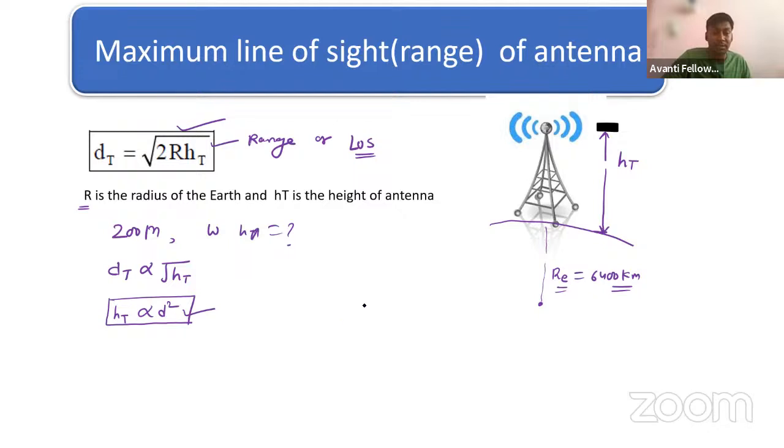Okay. Now you can write down this formula. That will be ht, the height of the antenna. Okay. Write down this formula. This formula is very important. Two to three questions are asked in your NEET exam from this formula. Okay.